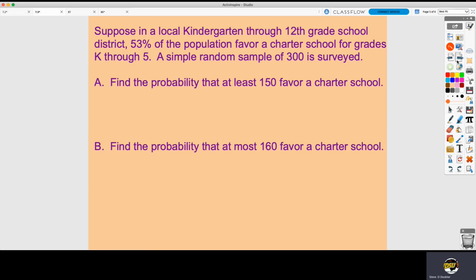Not just whole numbers, okay? The question might be, are you in favor of a charter school? Yes or no? When you have two options, it is automatically a binomial, okay? Two options is a binomial.